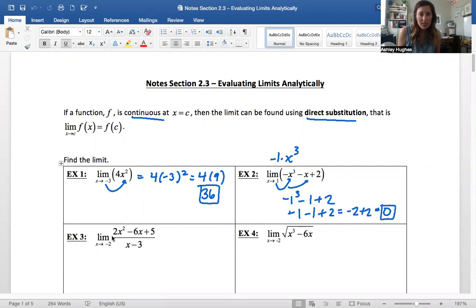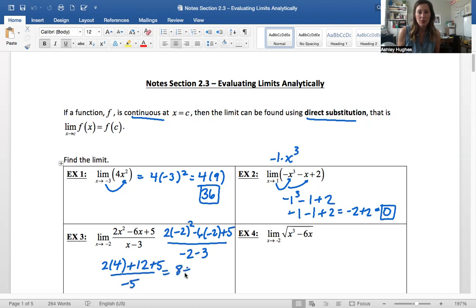All right, this one I plug in -2. I get 2 times -2 squared minus 6 times -2 plus 5 over -2 minus 3. So we get 2 times 4 when I square that. A negative and a negative gives me a positive, so plus 12 plus 5 over -5. So I get 8 plus 12 plus 5 over -5. So that's 20 plus 5 over -5. So -5.